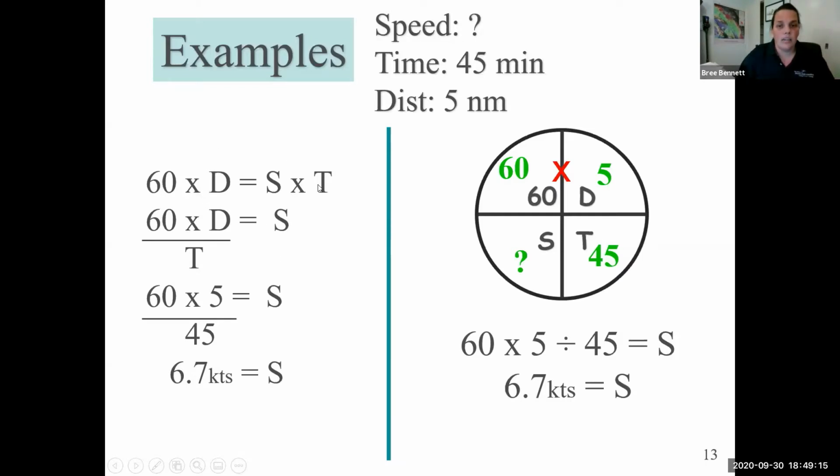Last one on both of these is we're looking for speed. Again, we get S by itself for speed, and then we just plug in the numbers and calculate. With the 60 D Street magic circle, both of our numbers are on top, so we multiply the top first and then divide by what we have left over on the bottom. And we get our 6.7.